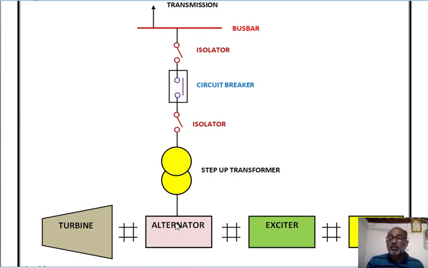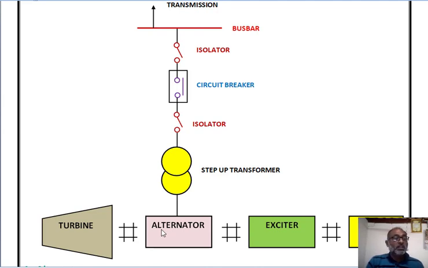Generally, one unit generates 200 to 300 megawatts of power, and one unit is also designed for a maximum of 1200 megawatts of power. Generally, that is the maximum capacity of power generated by one unit. That means 1200 megawatts. Hydrogen is used in this alternator for cooling purposes, and this alternator generally generates 11 kV to 15 kV voltage.